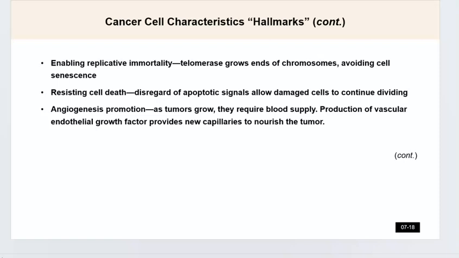The next hallmark of a cancer cell is angiogenesis promotion. As the tumor grows, it requires blood supply and production of vascular endothelial tissue. The production of vascular endothelial growth factor provides the tissue new capillaries to nourish the tumor. So that's a pretty darn smart cancer cell to me. They're like, ooh, if I create these new blood vessels, I can even hyperfuel my cancer cells to become even more active, right? So this is really, really tough.